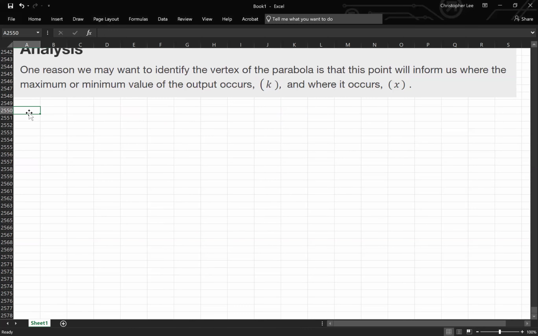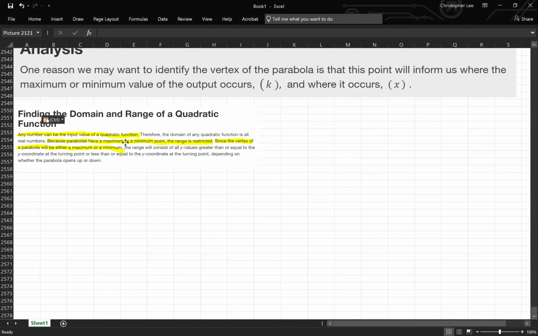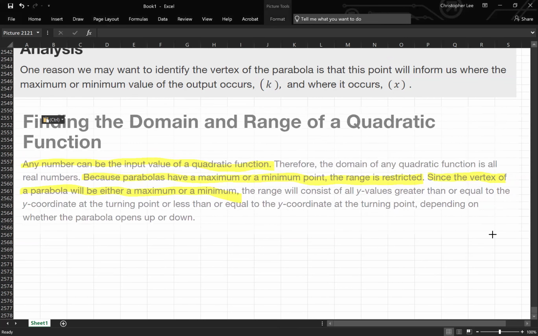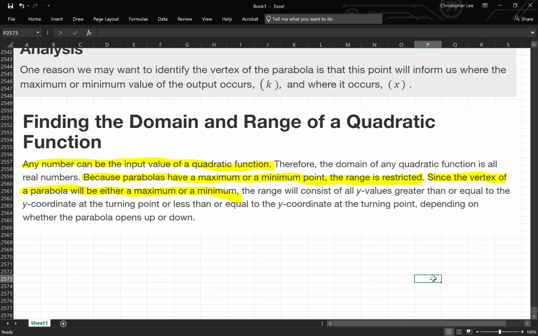So let me talk about domain and range real quick for the quadratic function. All right. So finding the domain and range of the quadratic function, any number can be the input value of a quadratic function. Therefore, the domain of any quadratic function is all real numbers. Remember that. Domain for a quadratic function is all real numbers.